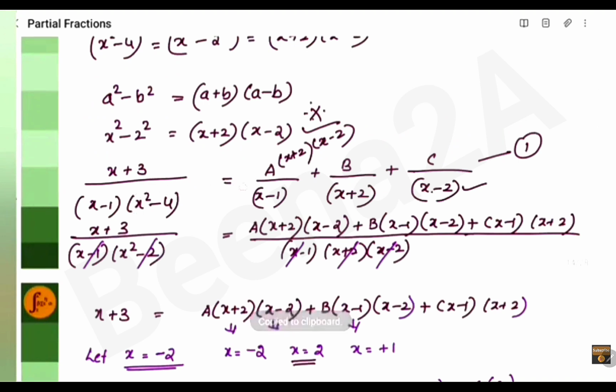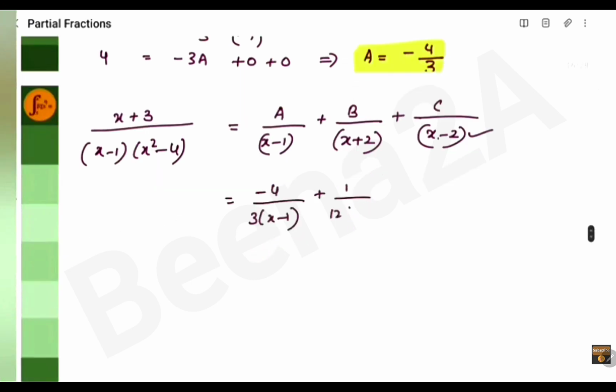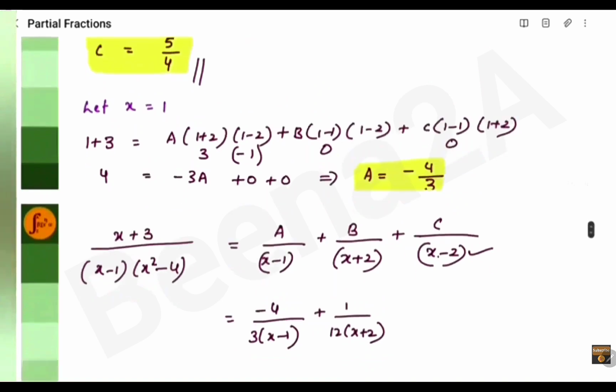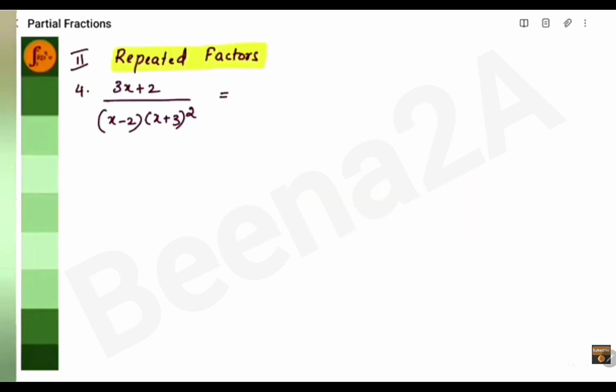Now we'll substitute the values of A, B and C in this particular expression where we split into A, B and C. So now in this expression we'll substitute all the values. So we got A as minus 4 by 3, B as 1 by 12 and C as 5 by 4. So this is the partial fractions.